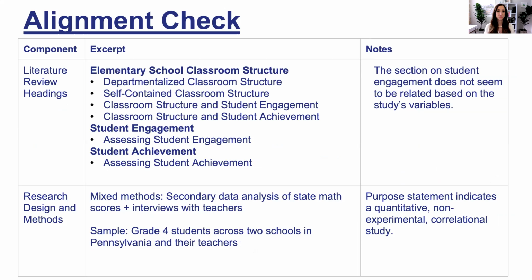And now we have our literature review headings. So most literature reviews are long. They're 20, 30, 40 pages, and it's easy to get lost in the details. And instead, you really need to zoom out when you're assessing alignment.